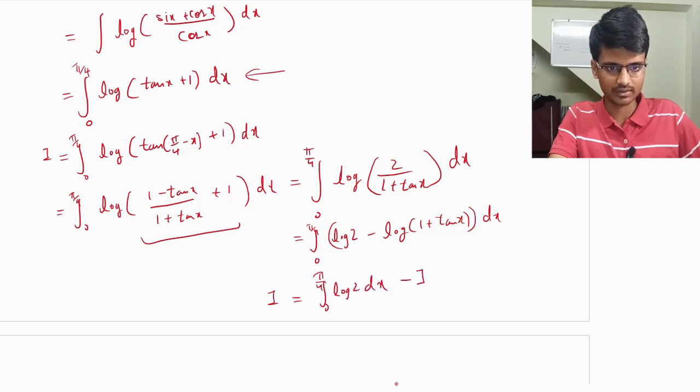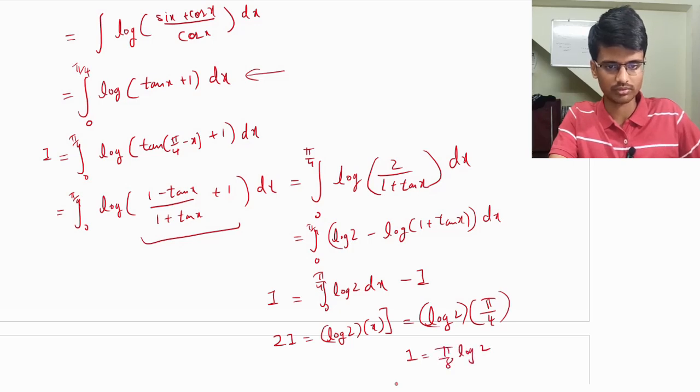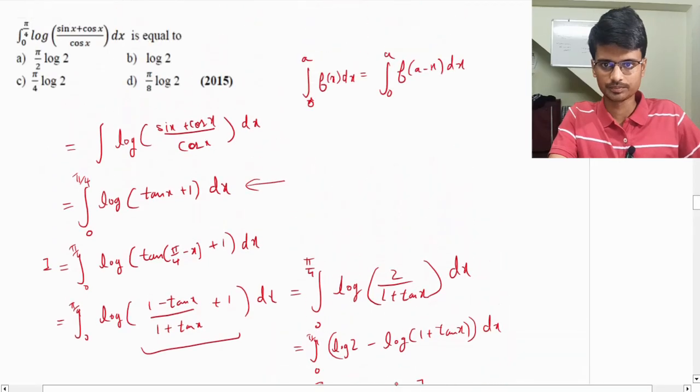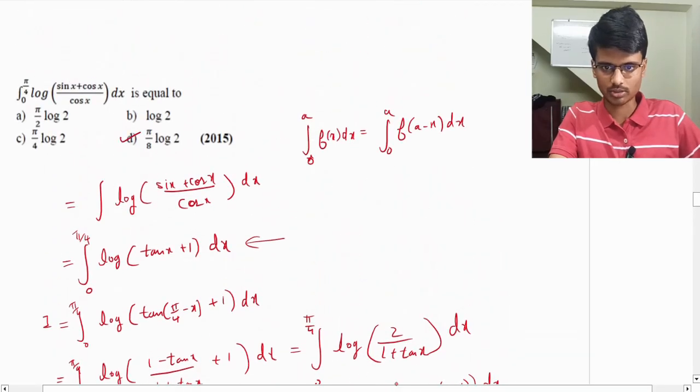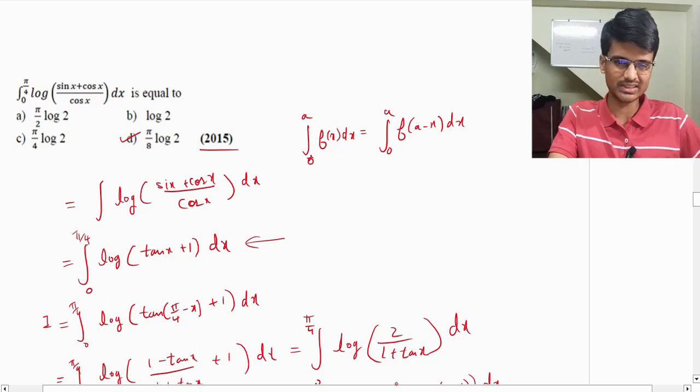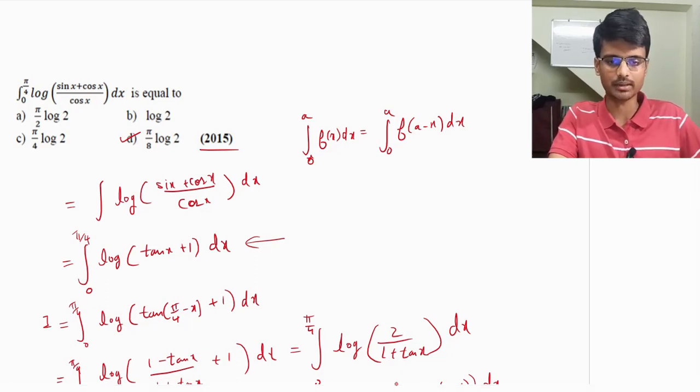So we are only left with the integral from 0 to pi by 4 of log 2 dx minus I. I will take this on my LHS, so 2I. Integration of a constant log 2 is nothing but log 2 times x. On applying the limits, I get log 2 times pi by 4. So our I is pi by 8 log 2. Which of the options matches? The correct answer is option D. This was asked in 2015. It is a slightly lengthy problem. It might take around 1 minute 20 seconds maybe. Moving on.